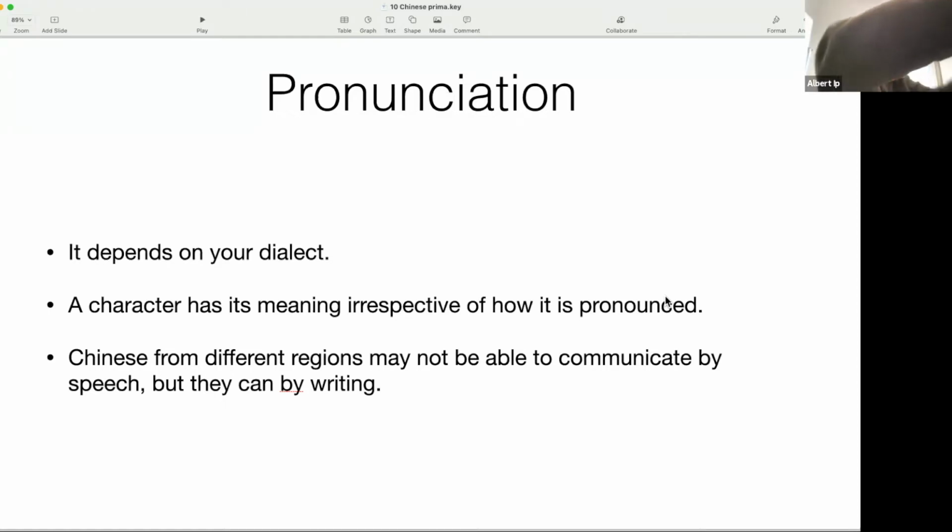Your village may speak a different dialect from the village next door, and a different dialect from another place, because they were isolated for so long. China is so big, and in those days you could only travel by horse or on your two feet. So if you live in northern China and another person lives in the middle part of China, you will never see each other, maybe for generations.